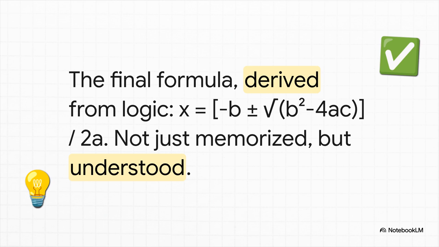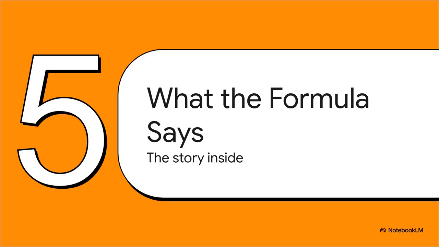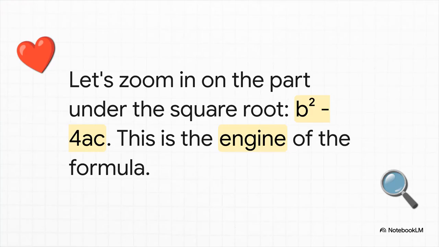Every single piece of it, the negative b, the plus or minus, that 2a on the bottom, it all has a reason for being exactly where it is. But the story doesn't quite end there. The formula's true power isn't just in finding x. It can actually tell us a story about the equation itself, just by looking at one tiny little piece of it. Let's zoom in on that part right underneath the square root sign, b² − 4ac.